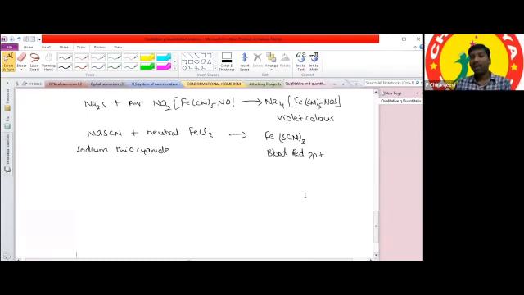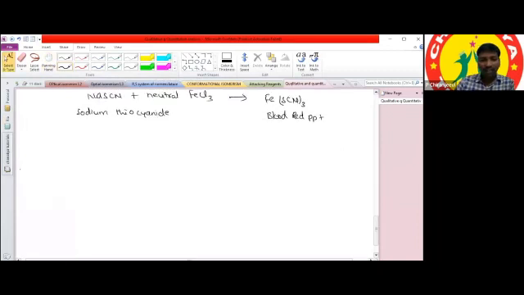Next, we have to do the test for other elements. What are the other elements? Sulfur, phosphorus, and halogens. In the detection of sulfur, phosphorus, and halogens, whatever lysine extract we have, we have to heat it with concentrated nitric acid to identify the other elements.